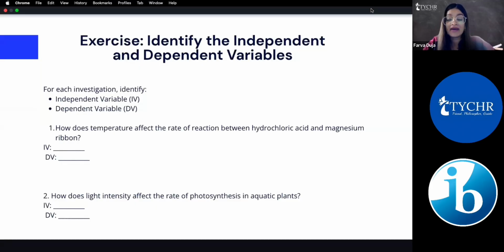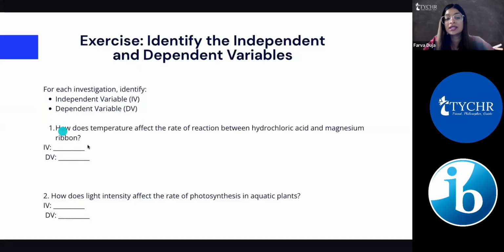Now this question doesn't have any controls in it. This is a decent research question, but it's not entirely great. You have to add some extra specific details to make it a better research question, okay? So let's quickly run through this just to understand the difference between independent and dependent variable. Question number 2, what's the answer? Right. Independent variable is light intensity, dependent is rate of photosynthesis. Good.